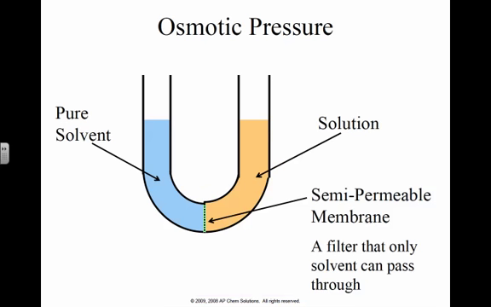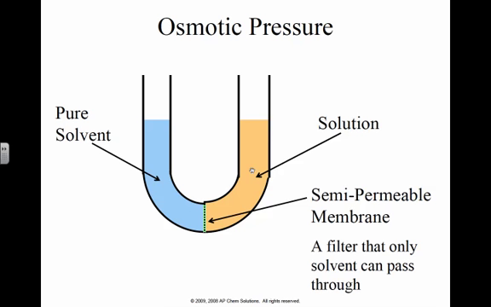Osmotic pressure is the pressure needed to be added to stop osmosis from taking place. I don't know if you remember osmosis from biology, but osmosis is when you have high concentration going to low concentration. And this right here represents a semi-permeable membrane. You might have heard of that in biology. It's a filter that only allows the solvent to pass through.